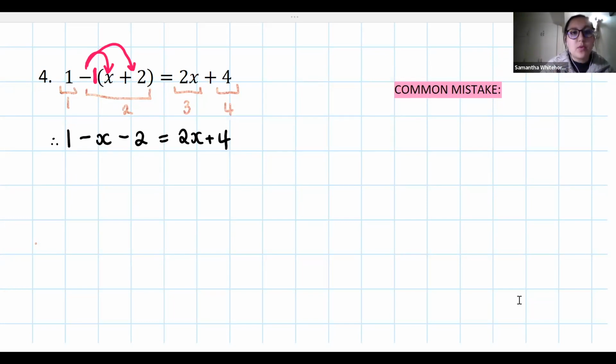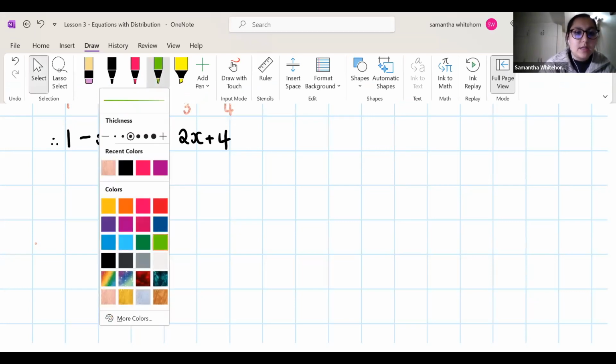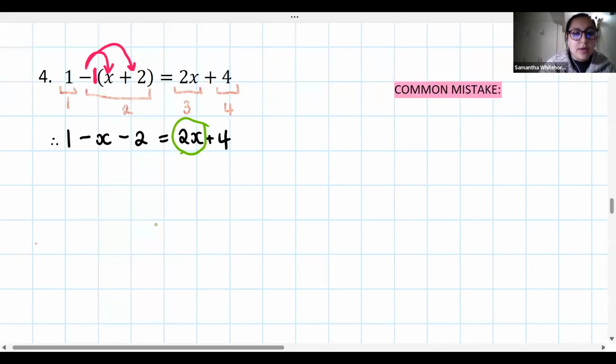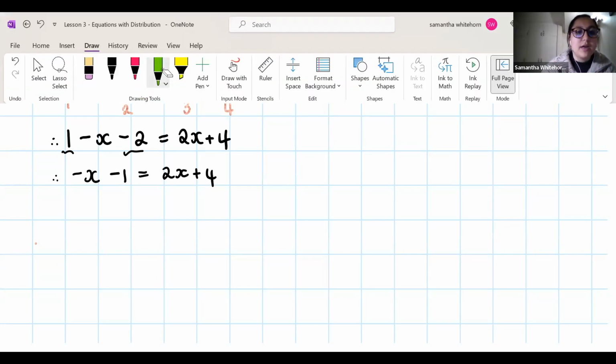So remember, we want all the x's on one side. So what I'm going to do is take this 2x and bring it over to the left. Actually, no, before I do any of that, let me simplify this left-hand side, because 1 and minus 2 are like terms. So I've got minus x, 1 minus 2 is minus 1, and then I've got my 2x plus 4. Guys, if you don't simplify the left, it's fine. You're going to get the same answer. It's not the end of the world. I just don't like it, so I'm simplifying it.